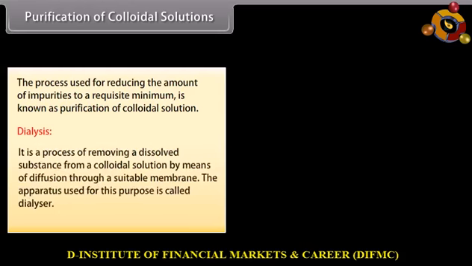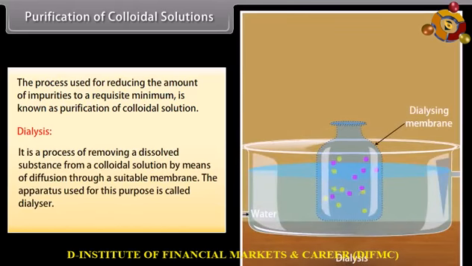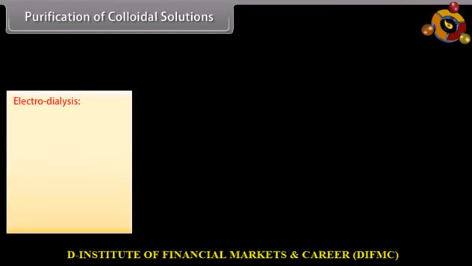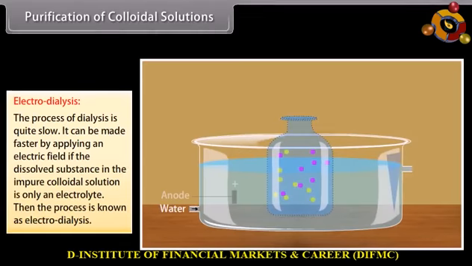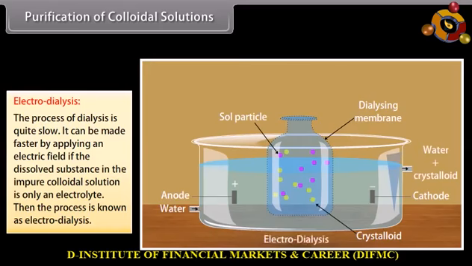Dialysis. It is a process of removing a dissolved substance from a colloidal solution by means of diffusion through a suitable membrane. The apparatus used for this purpose is called a dialyzer. Electrodialysis. The process of dialysis is quite slow. It can be made faster by applying an electric field if the dissolved substance in the impure colloidal solution is only an electrolyte. Then the process is known as electrodialysis.